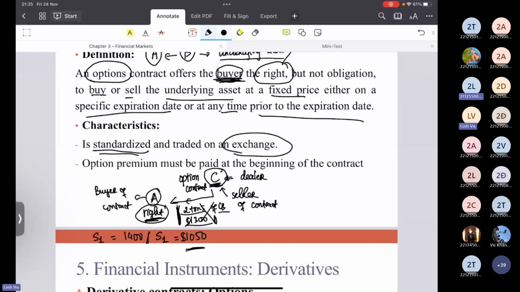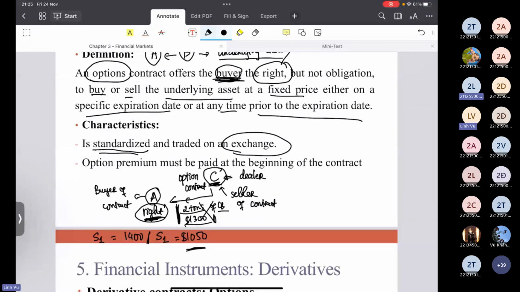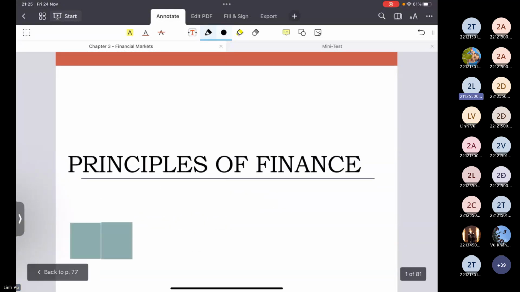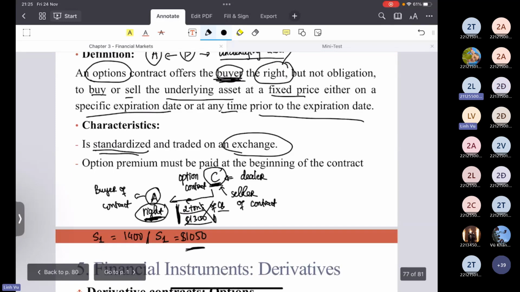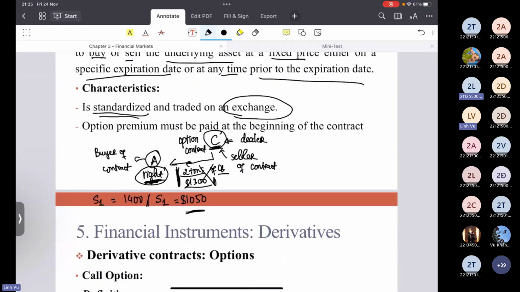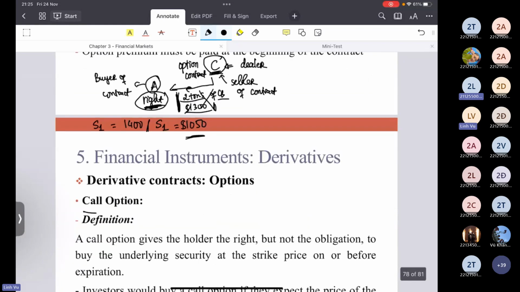This is the right, not the obligation or responsibility of the involved party. And that is the option to buy the contract, and the option to buy, we call it the call option. A call option gives the holder the right, but not the obligation, to buy the underlying asset at a specific price on or before expiration.